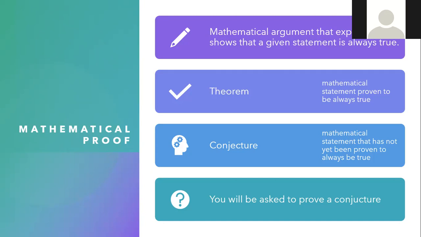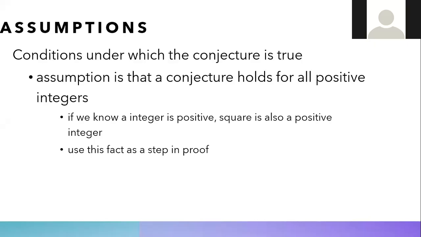Now we can use theorems to help us prove a conjecture, and that is generally the basis that we work on in proof: we'll be given a conjecture and we need to prove it, and we can use other theorems which have been proven to always be true to then prove our conjecture. So we work on the idea of assumptions. Assumptions are conditions under which the conjecture is true. So an assumption is that a conjecture holds for all positive integers. Therefore, if we know an integer is positive, the square is also a positive integer. We use this fact as a step in proof.